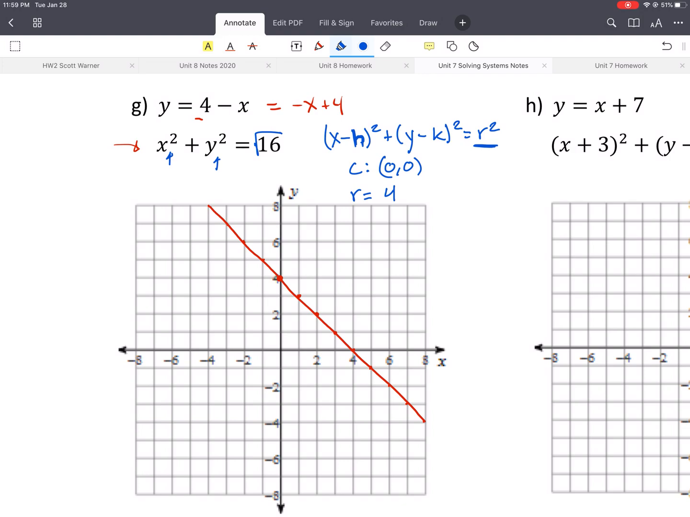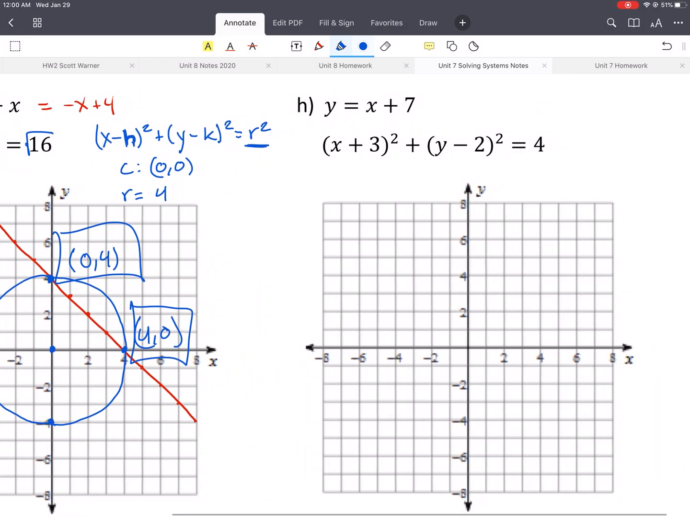Okay, so then we will plot the center, and we will plot 4 points for our radius. So we have one right here, one right here, one right here, and one right here. And then you're going to do your best to make a circle. I like to break them into pieces. I feel like I do a little better if I do it that way. Anyways, so bam, we have our two intersections. We have one at 0, 4 and 4, 0. Those are them.